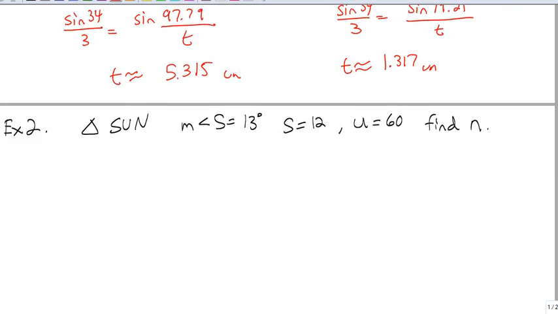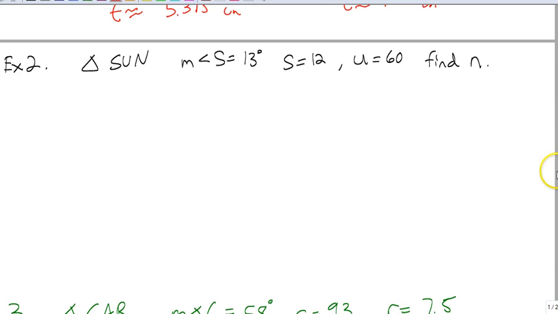Alright, number 2. Again, always start out with drawing your triangle. So I'm going to do that first. It's arbitrary where you put your pieces. Angle S is 13. S is 12. U is 60. Okay, find N. Well, first of all, in order to find N, again, I'm going to just start by solving this triangle. What's the one thing using law of sines I can find? Because this is an angle side-side, which is bad. We can find angle U.